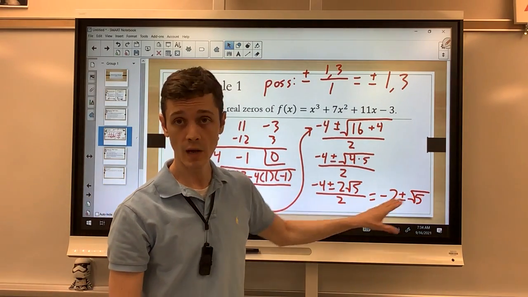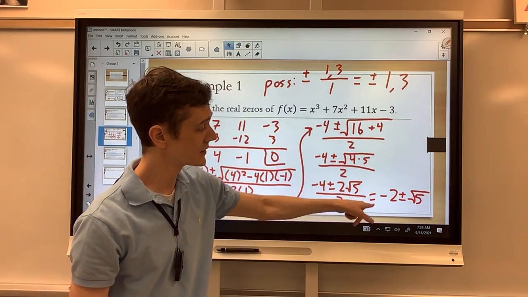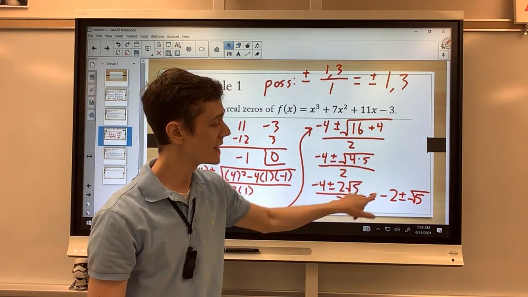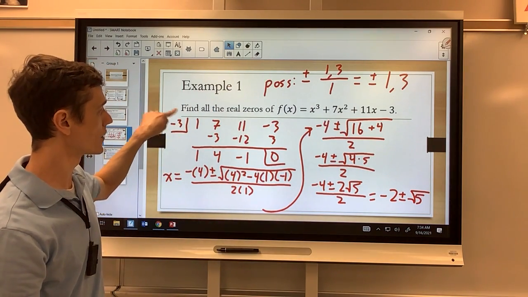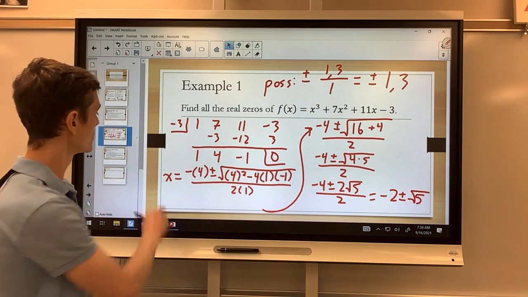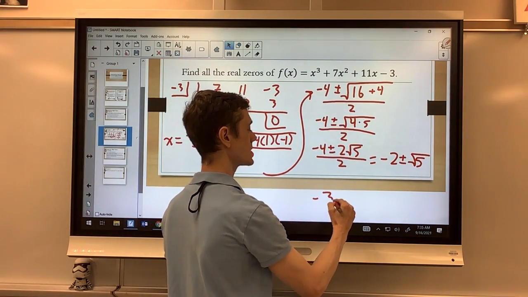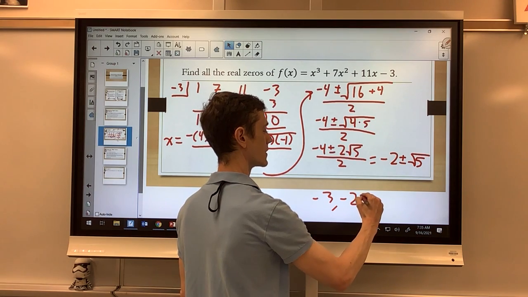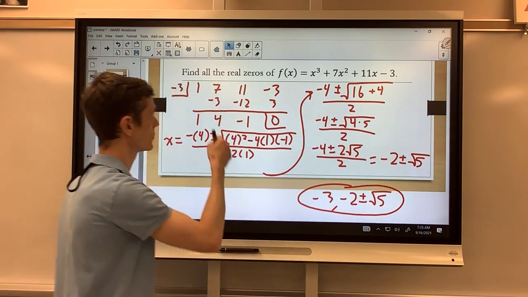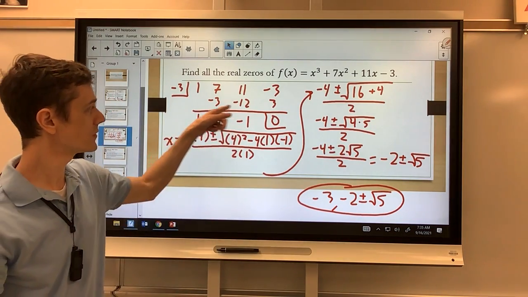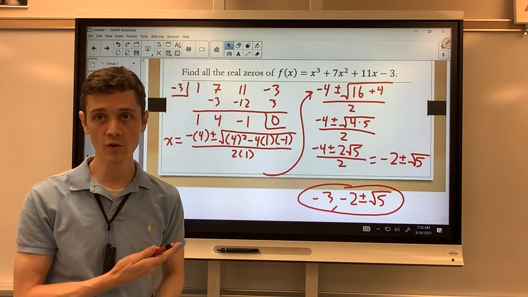So my last two answers are the -2 plus or minus root 5, because -2 plus root 5 is one of the zeros, and -2 minus root 5 is the other 0. The first 0 that we found was that -3. So altogether, my three solutions were -3 and -2 plus or minus root 5. So if you cannot figure out how to factor the quotient from your synthetic division, it may not be factorable, in which case you just need to rely on the quadratic formula.